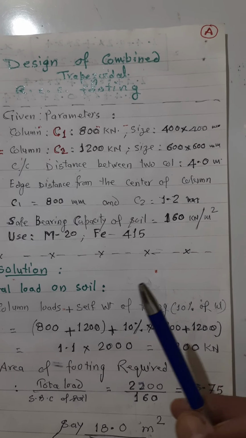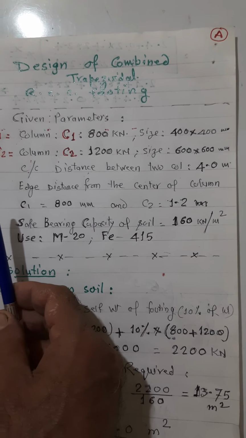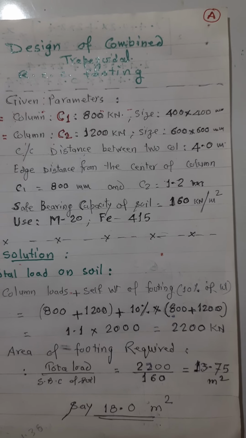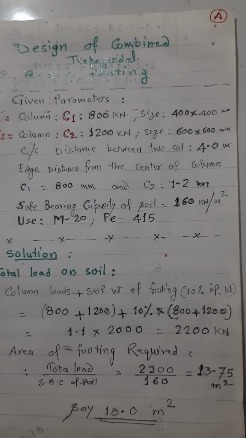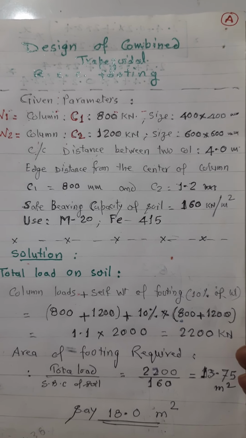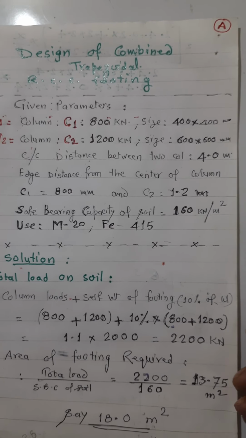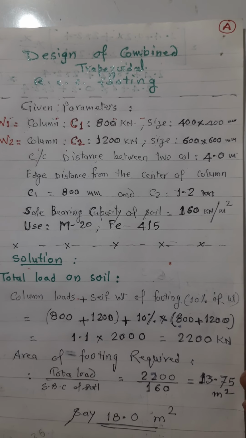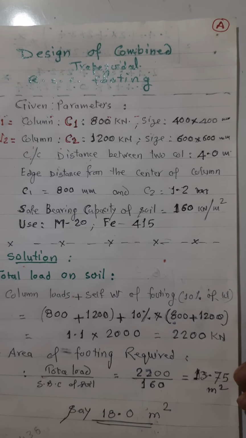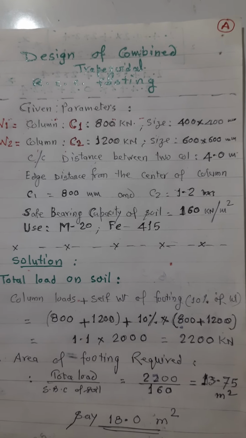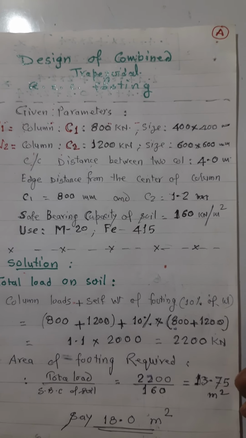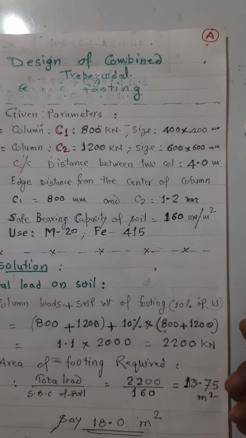edge distance from the center of column C1 to the left edge of C1 is 0.8 meter, and the edge distance of the second column C2 from the center to the right extreme edge is given as 1.2 meter. One thing you have to keep in mind: when the length and edge distances are given, it cannot be designed as a rectangular footing, but is to be designed as a trapezoidal footing.